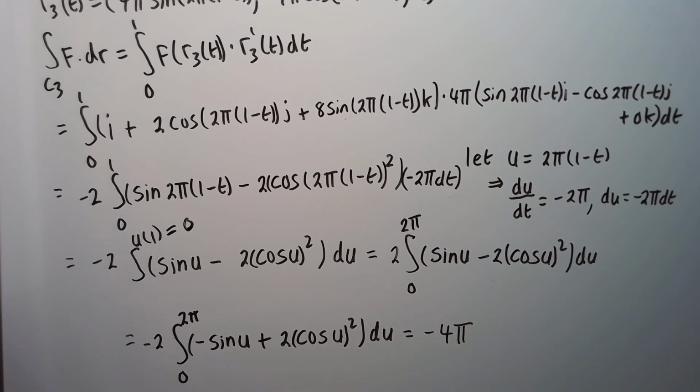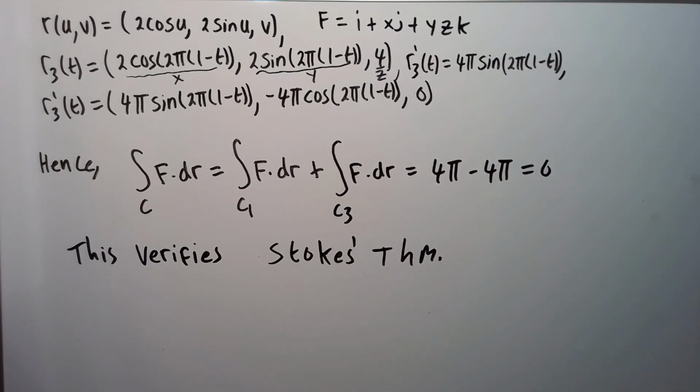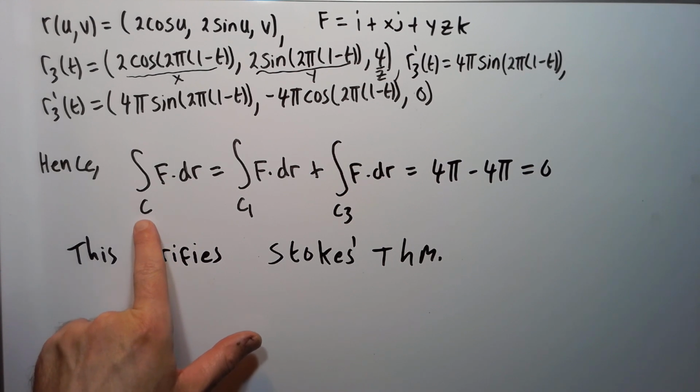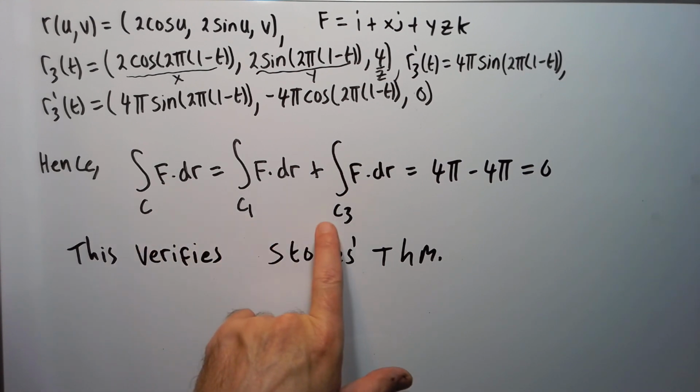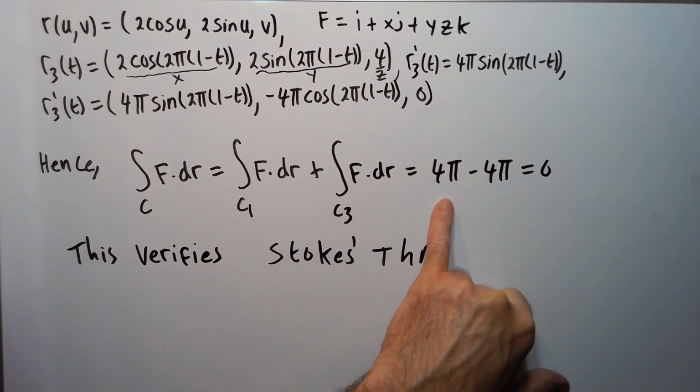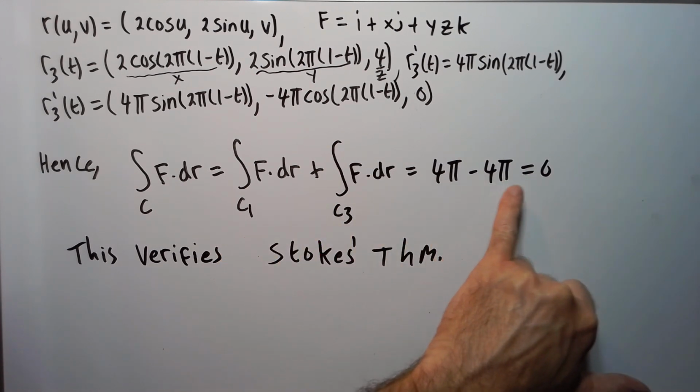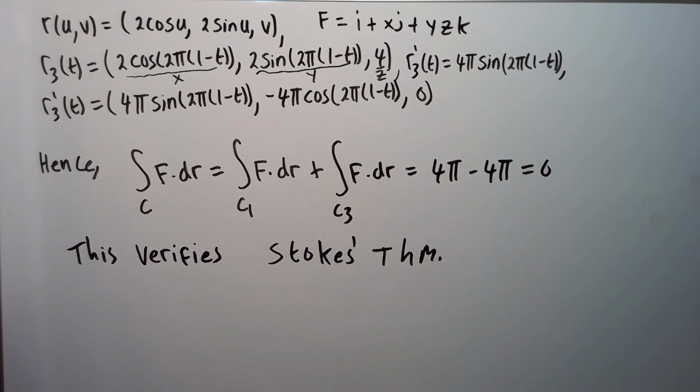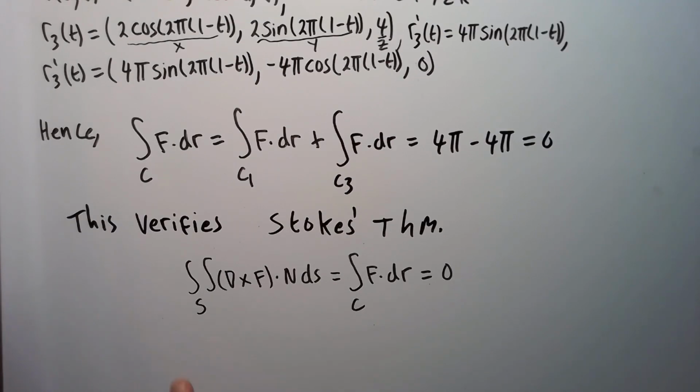Okay, so now let's add our results together. Hence we can conclude that the integral over our boundary equals the integral over C1 plus the integral over C3, which is 4 pi for C1 minus 4 pi for C3, which is 0. So this verifies Stokes' theorem, because in part 1 we showed that the double integral of the curl over the surface was also 0. Just to be explicit, we've shown this. Okay, so we're done.